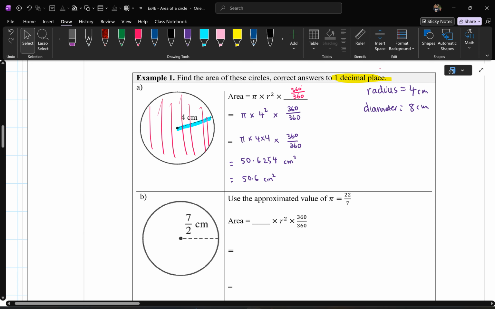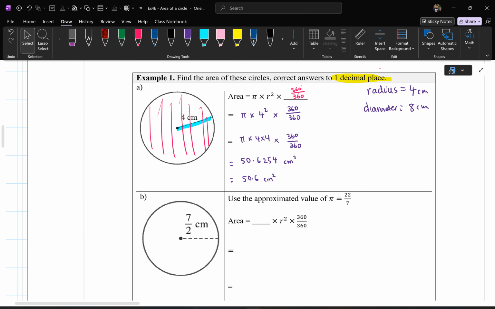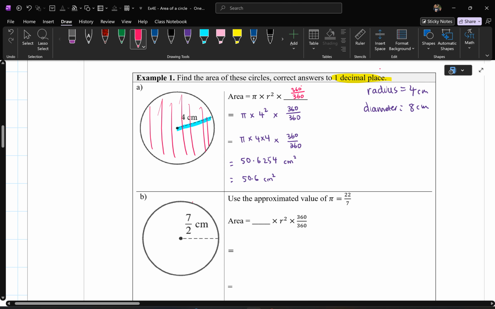So I've got the solutions up there for you to copy. Next example, notice the question. It says use the approximated value of pi equals 22/7. So in this case, you do not use the symbol pi, but you actually use 22/7 as the approximation for it, not 3.14. So for this circle, now I've got this new one in B.